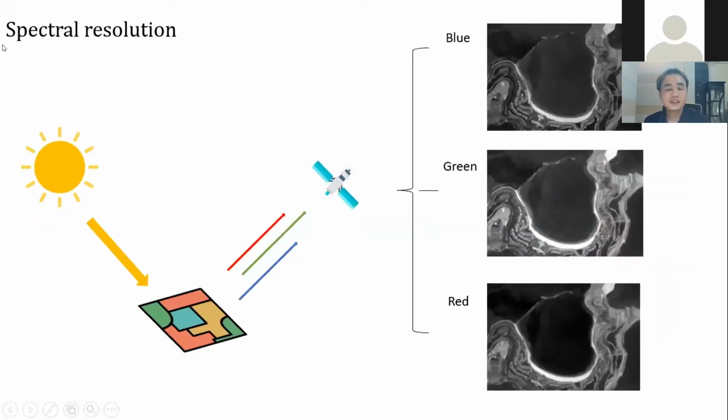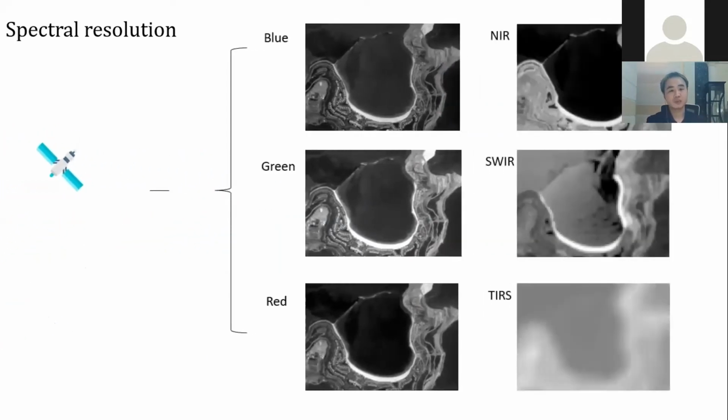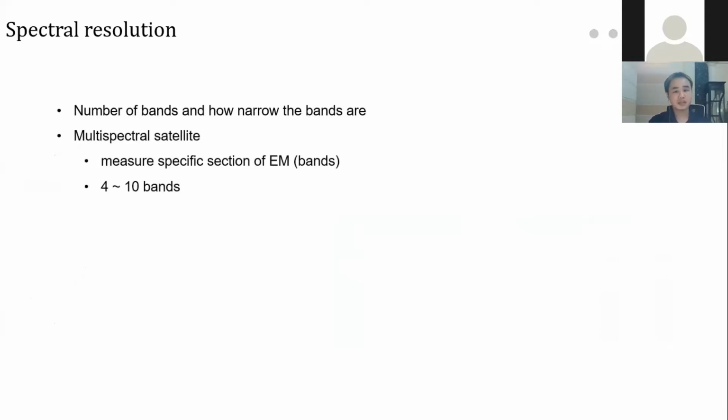So the second resolution is spectral resolution. When the satellite records the energy reflected across the electromagnetic spectrum, it records simultaneously, not only in the visible but also in other domains like near infrared, short-wave infrared, and thermal infrared. Spectral resolution refers to the ability of the sensor to record energy in different bands and how narrow the bands are. For example, multispectral satellites usually have 4 to 10 to 12 bands, and they measure specific sections of the electromagnetic spectrum, like the visible, the near infrared, and so on and so forth.